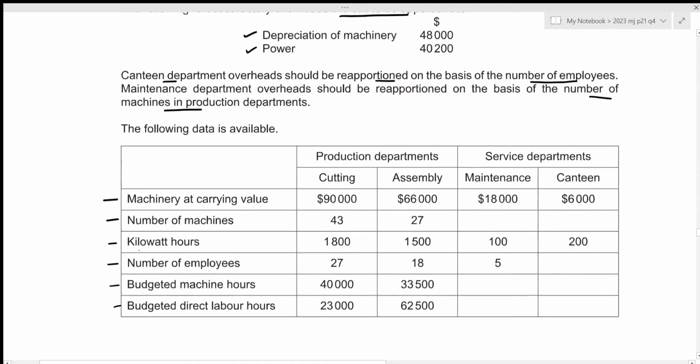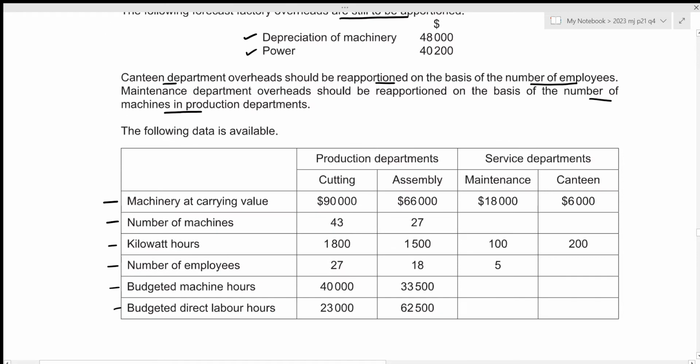Now we need to figure out a suitable basis in order to apportion this depreciation of machinery among our 4 different departments. Since we're talking about depreciation of machinery, the most appropriate basis of apportionment would be either the cost of the machinery or net book value or the carrying value of machinery. And we're given the machinery at carrying value right here. So this will be our basis.